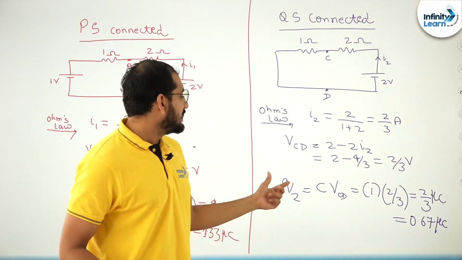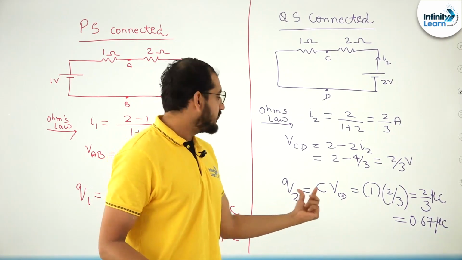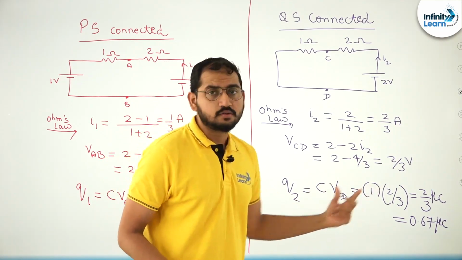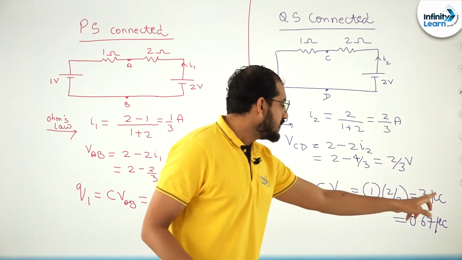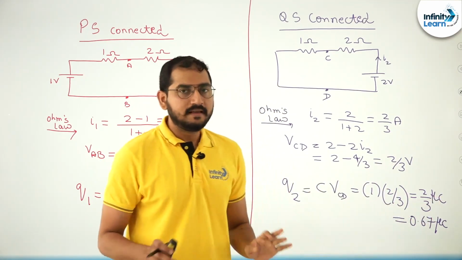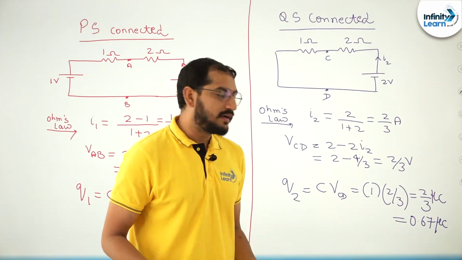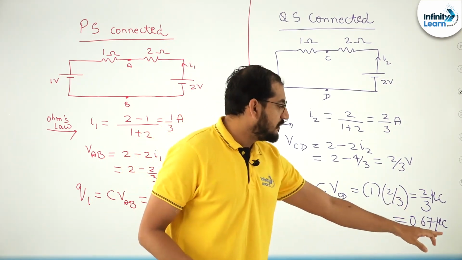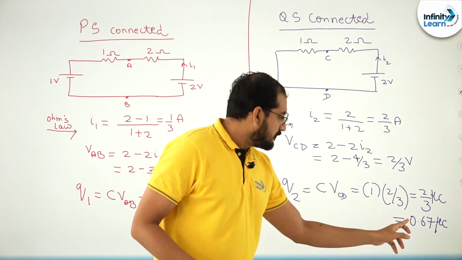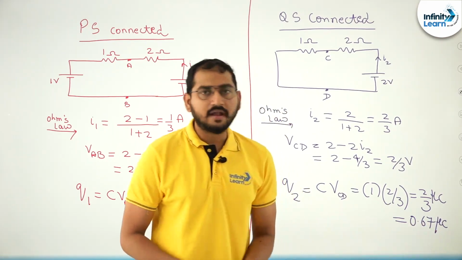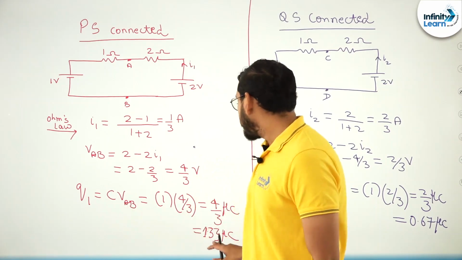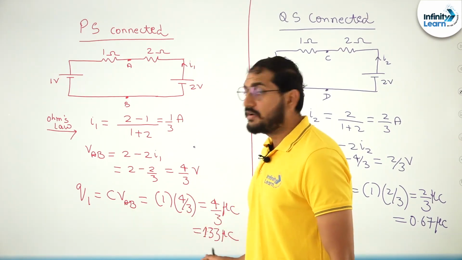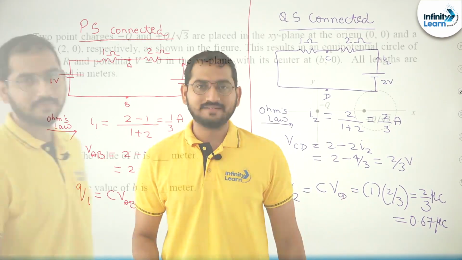Q is calculated by C into V. We know the capacitance is 1 microfarad and the voltage is 2 by 3 volt. So 2 by 3 microcoulomb is my answer, but again I need to give my answer in 2 decimal places. So the final answer will be 0.67 microcoulomb for the value of Q2, and for Q1, it will be 1.33 microcoulomb.